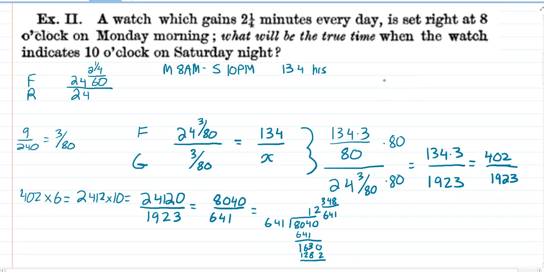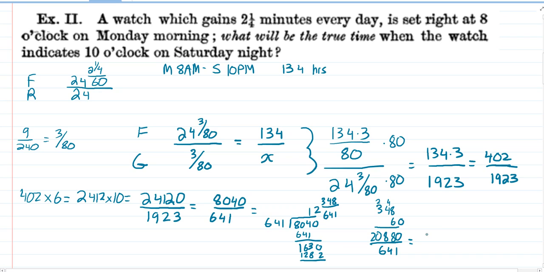Lastly, let's get the seconds. So what's 348 over 641? So this is how many minutes are gained. Now let's get the seconds. So 348 times 6, and then add a 0. So 8, carry the 4. 24 plus 4 is 28. Carry the 2. 18 plus 2 is 20. Okay, because I have the 0 here. So let's divide this by 641.